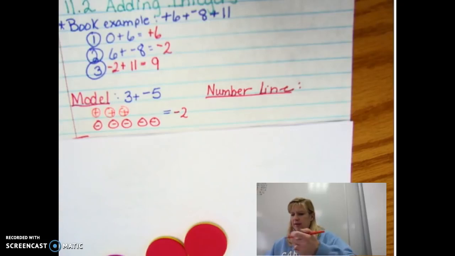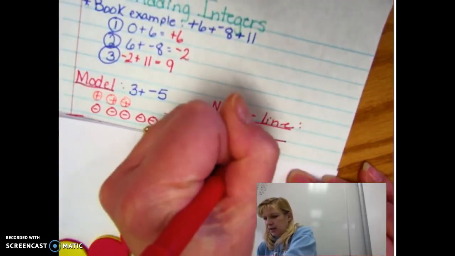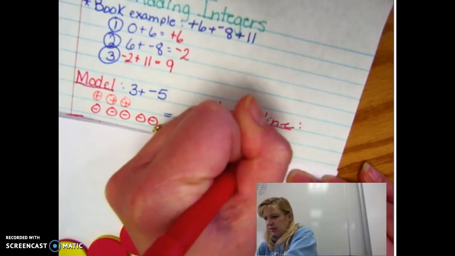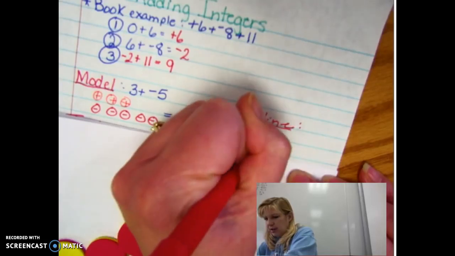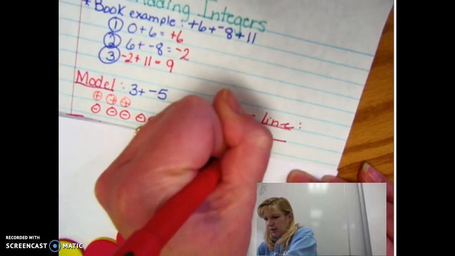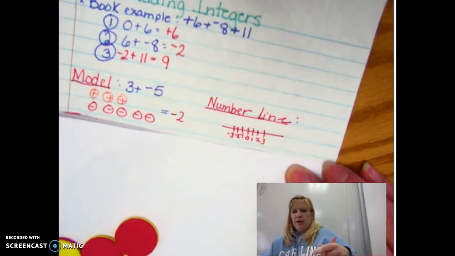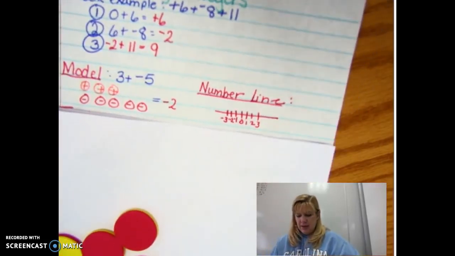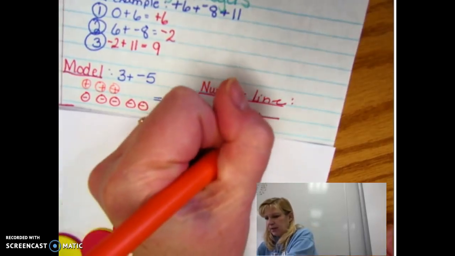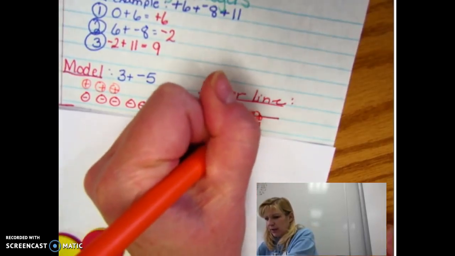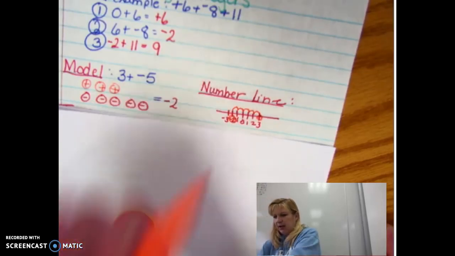Either way, if you want to, we can quick draw. Here's my 0, 1, 2, 3. Just draw -1, -2, -3. So if I'm at a 3, I need to back up 5 places. 1, 2, 3, 4, 5. I end up right here.